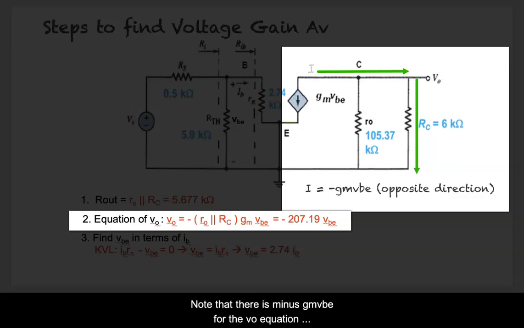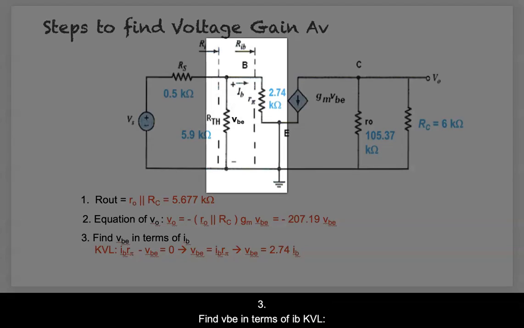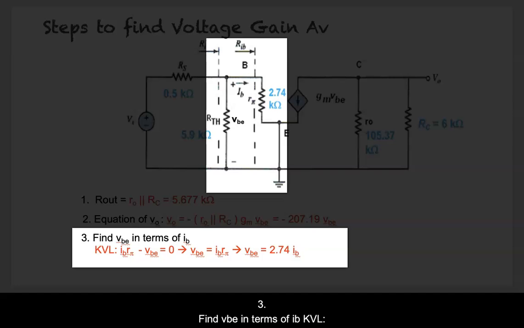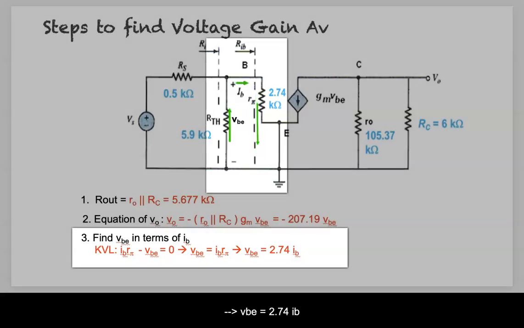Note that there is a minus GMVBE for the V out equation, and this is because the direction of the current is opposite the dependent current control source at the collector emitter terminals. Then we find the VBE in terms of IB. Writing the KVL at the input loop, IB R pi minus VBE equal to 0, and therefore VBE is equal to IB R pi. Here, the VBE is equal to 2.74 IB.